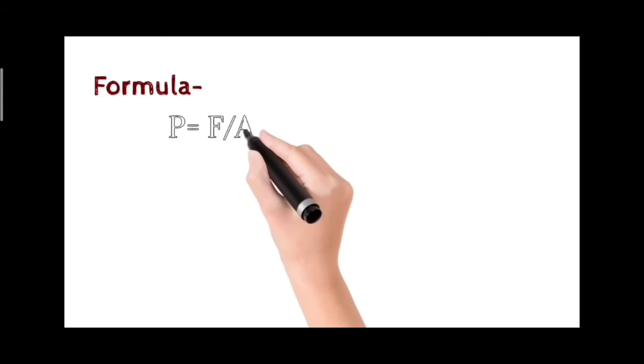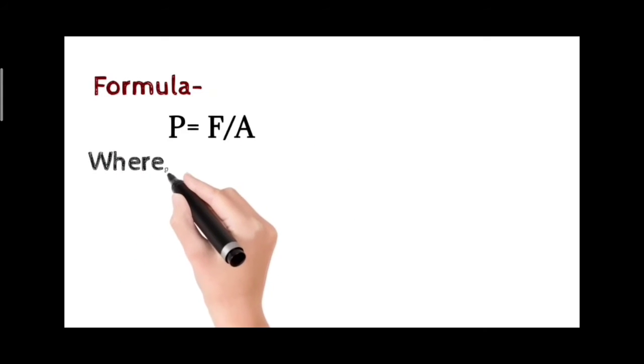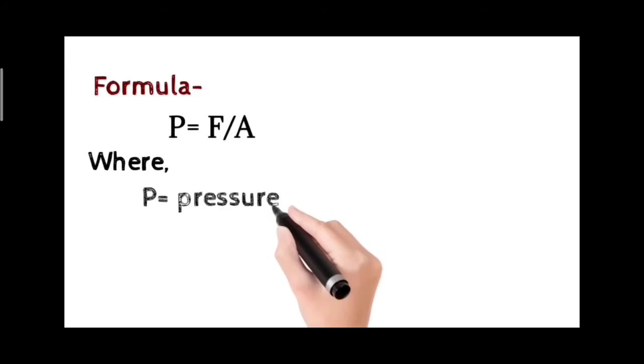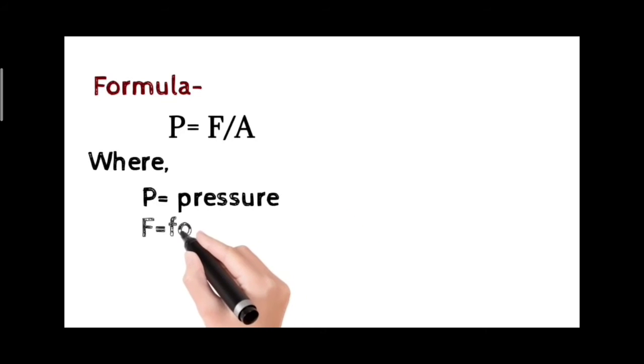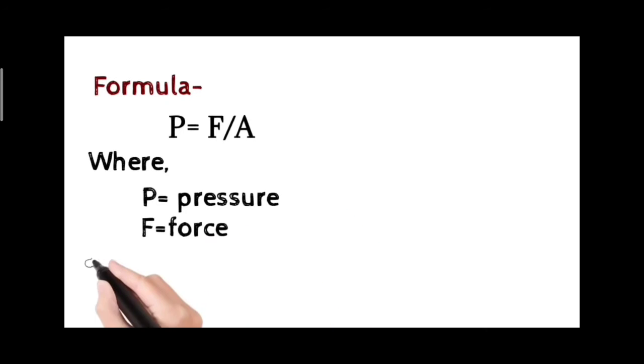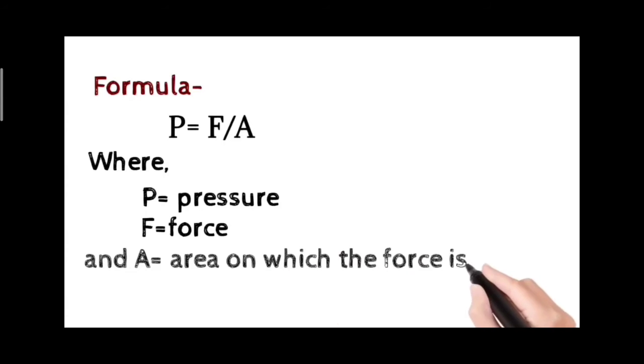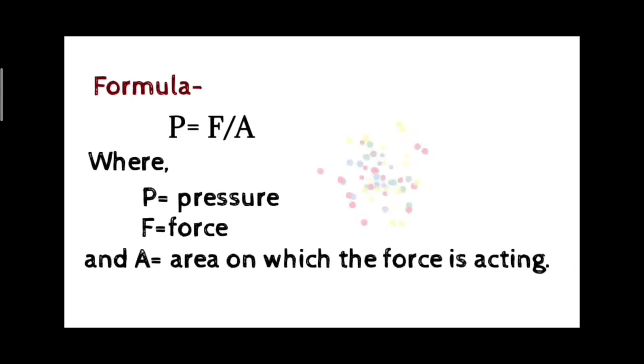Formula of pressure: P is equal to F upon A, where P is pressure, F is force, and A is area on which the force is acting.